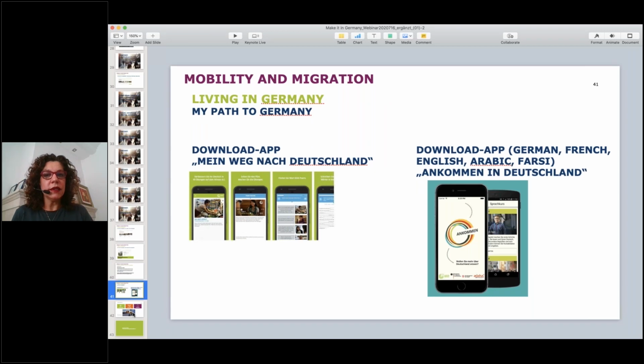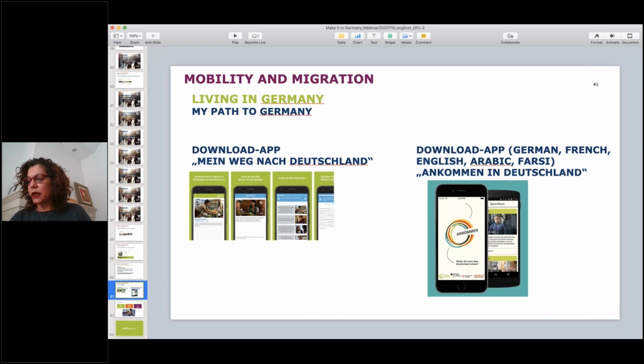For every one of us, it's important to be mobile. So you have the possibility to download the app Mein Weg nach Deutschland, My Path to Germany, with all the contents that I presented now. With a click, in the train, in the bus, when you are on foot, you can get the information you want.